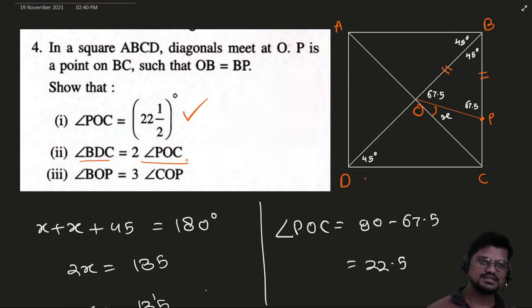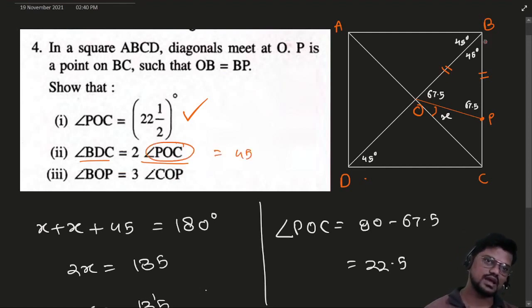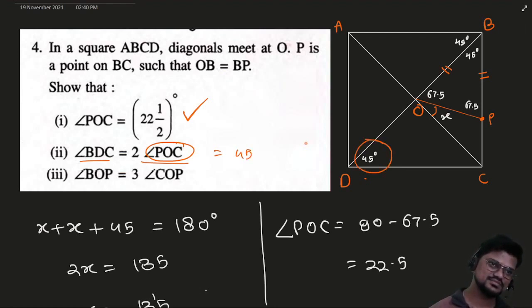We already know that angle POC is 22.5. If I put 22.5 in place of this, I will get the answer as 45. And angle BDC is already 45. Proved. What to think in this? Is there anything to be calculated? Nothing is there. Already everything is on the screen.